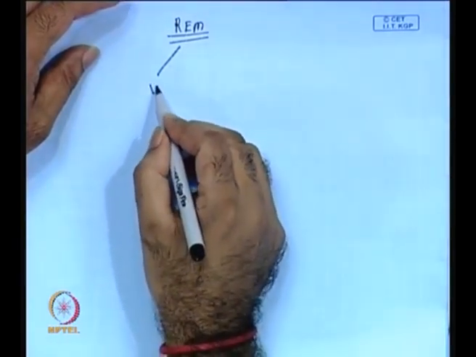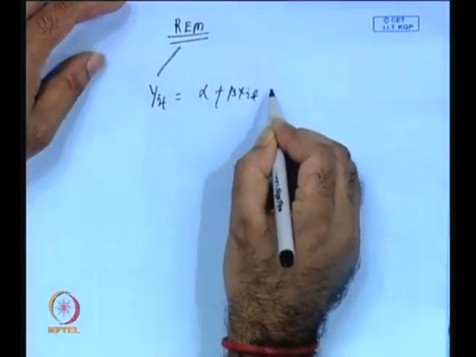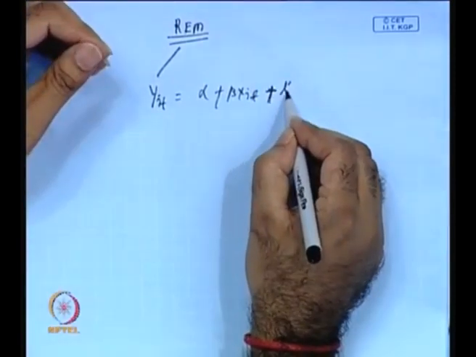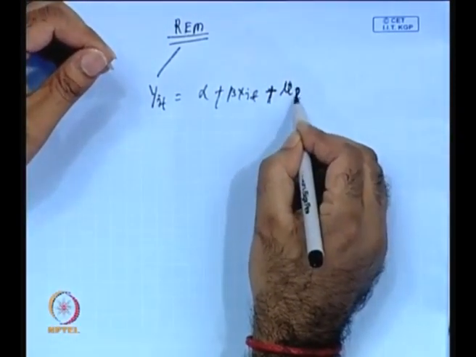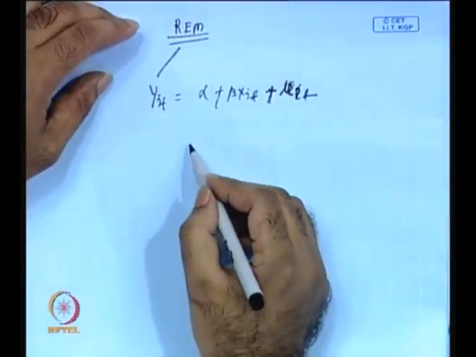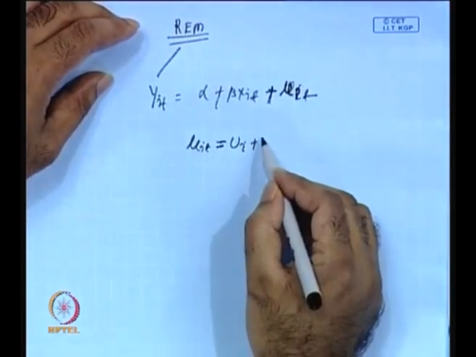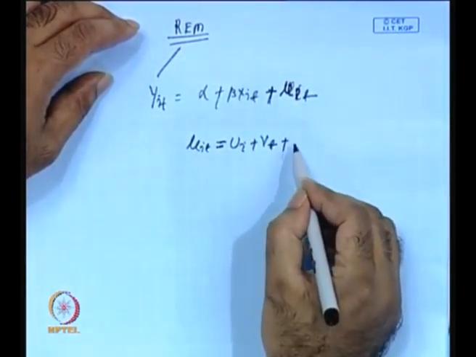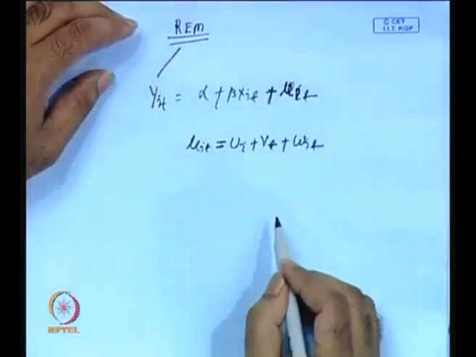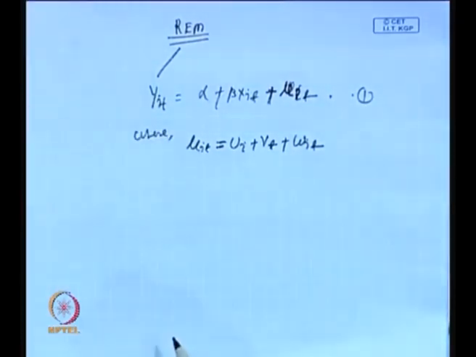So, what is the general format of the random effect model? The random effect model is written this way: Y_it is equal to alpha plus beta X_it, plus mu_it. This is the general format of random effect models. However, mu_it can be written as u_i plus v_t plus w_it. So this is equation 1, where mu_it can be decomposed, that means the impact will be directly observed in the error term here.